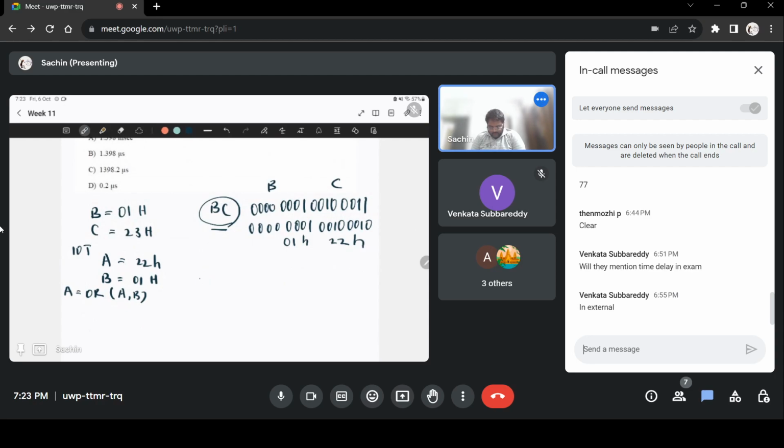So what is the OR of these things? 0010 0010 ORed with 0000, and the OR is carried out bitwise. So 0 OR 1 is 1, 1 OR 0 is 1, 0 OR 0 is just 0. So you get A equal to 23H.